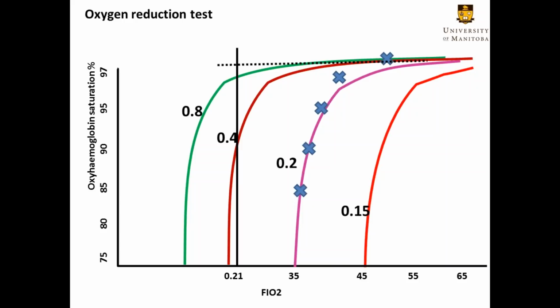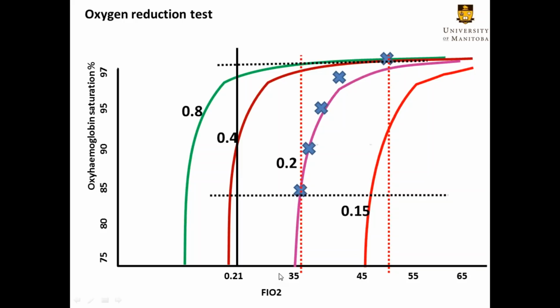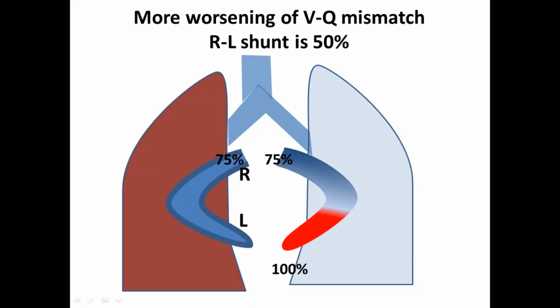So when we reduce oxygen, you lose too much oxygen with just a little bit of movement in FiO2. So when you move his oxygen from 45 or 47 to 35%, you have a significant drop in his saturation. So he's very sensitive to oxygen reduction. That's VQ mismatch. And when you increase the oxygen back, he will improve. That's different from right-left shunt.